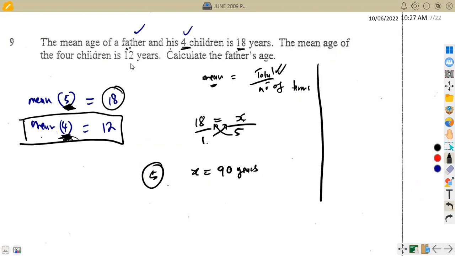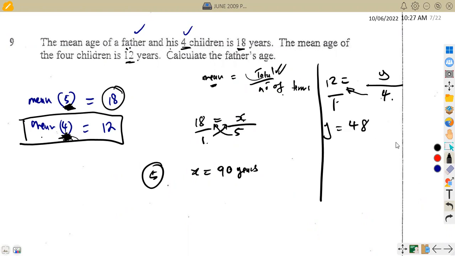The mean of the 4 children is 12, which is equal to the sum, which is the total of the 4 children, which you do not know. So this time we can use y to represent the total of the 4 children, over 4. So that is what you're going to have. Remember, here is the number of terms. How many people do I talk about? I talk about 4. So to find y, cross multiply, that's y is equal to 4 times 12, which is 48.